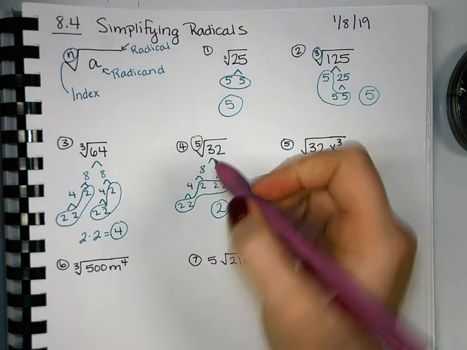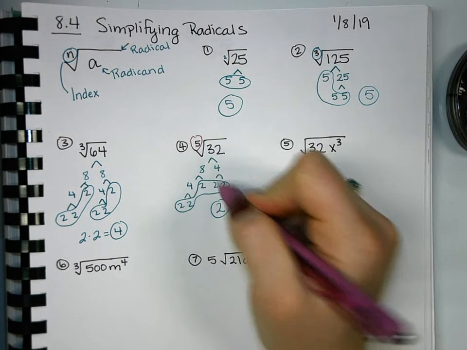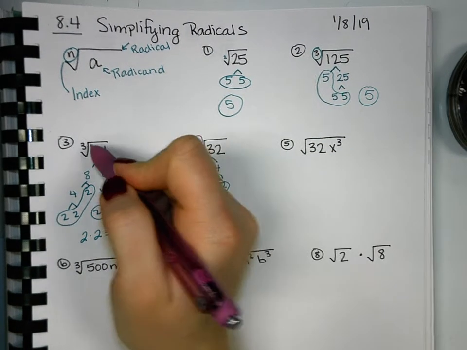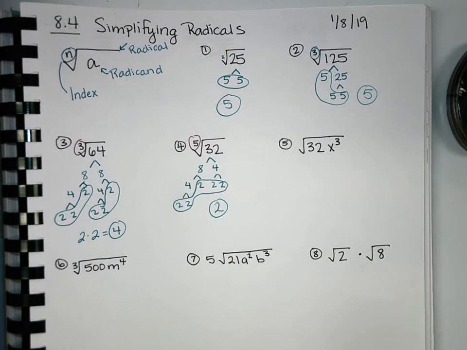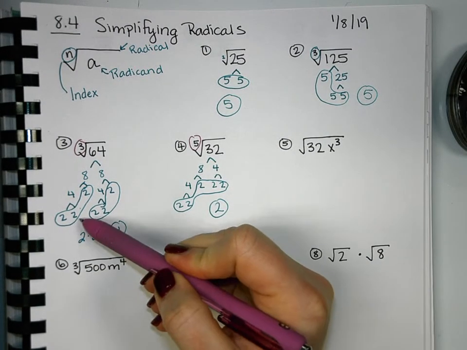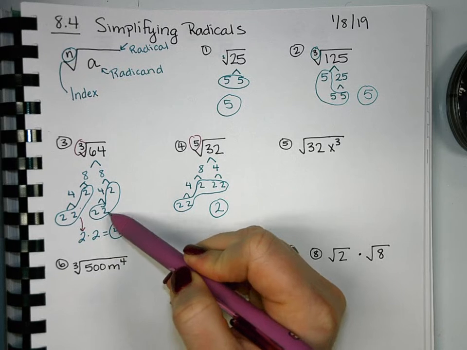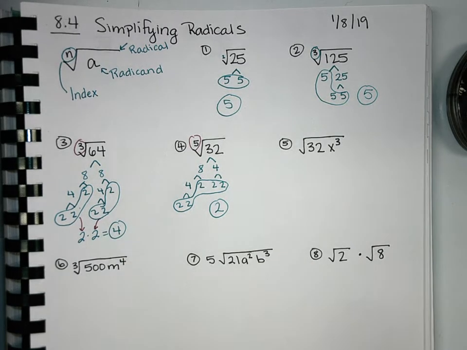So if I can find 5 of a number, then that number will come out. If I can find 3 of a number, that number will come out. So I had 3 2s, so it came out there. My other 3 2s came out right there.